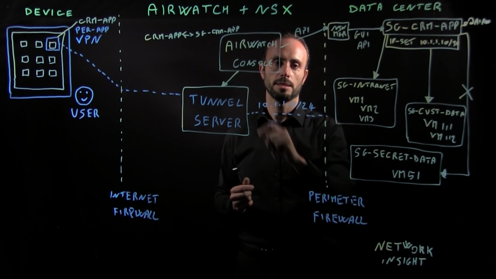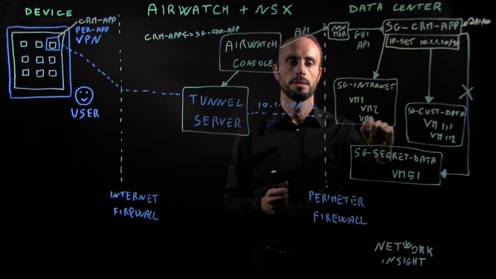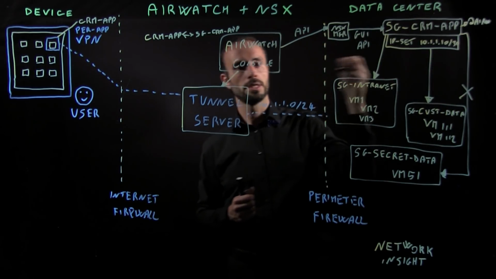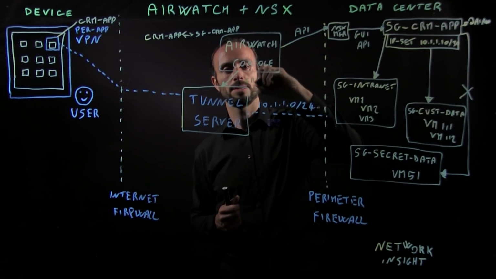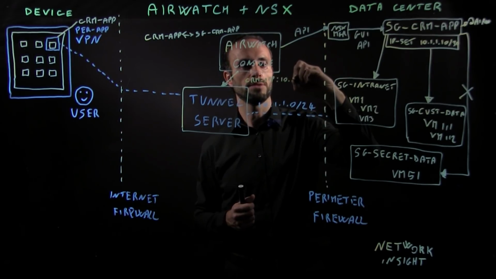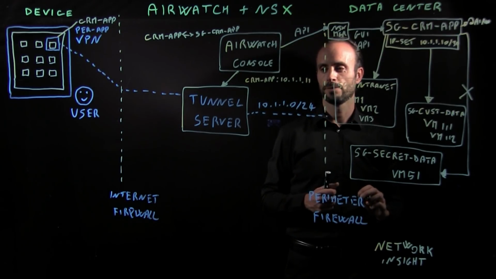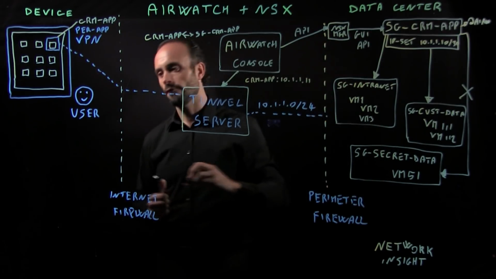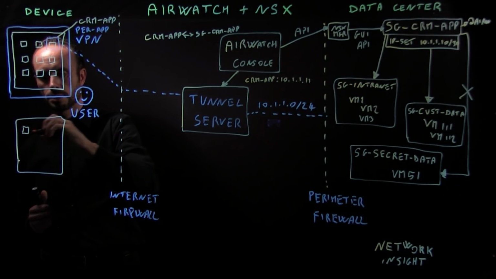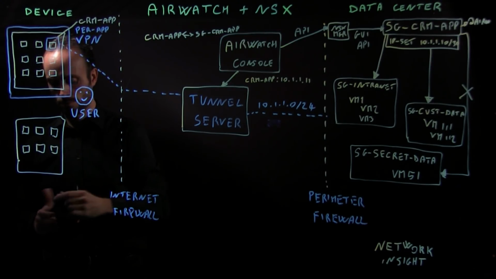How is it going to decide the IP address? Well, it's going to look at this IP set. It's going to take the second available IP address in that range. So in this case, the CRM application will be presented with an IP address of 10.1.1.11. Something very important is that if we want to understand how it works for additional users, we simply add the device to the picture.